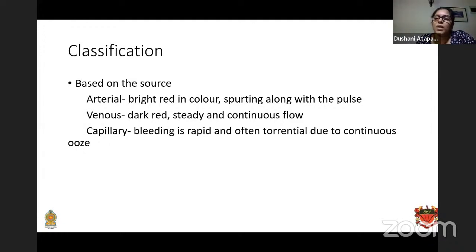But when it comes to trauma or PPH or APH, the massive hemorrhage, you won't be able to see whether it's arterial or venous or whatever. It will be just a pool of blood, right?